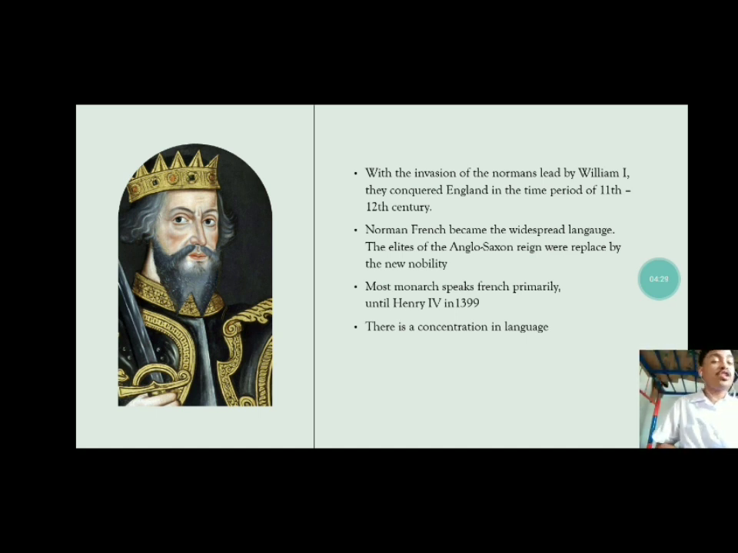So the Norman French became the widespread language. Old English was put aside, tossed aside. So over many generations, almost all the monarchs spoke Norman French as their formal language.